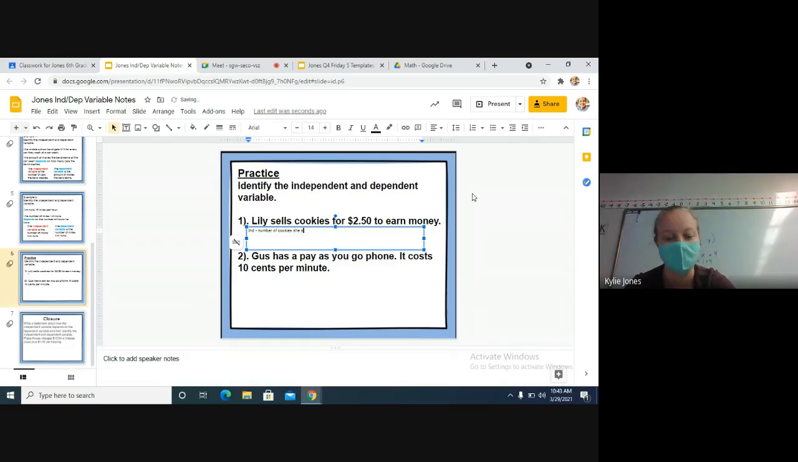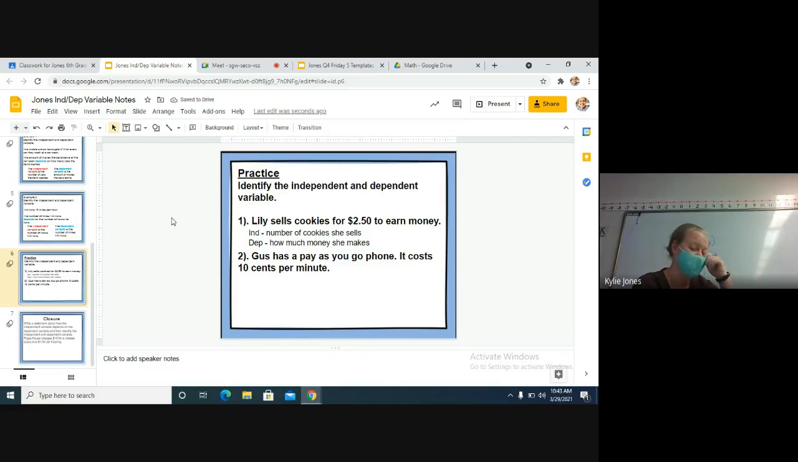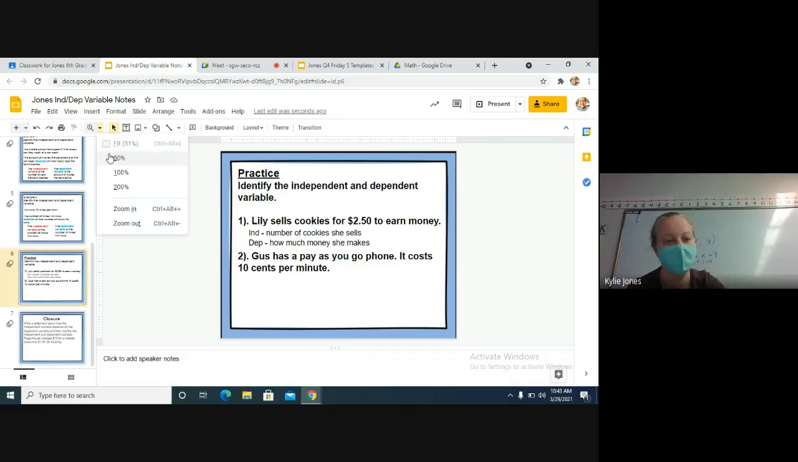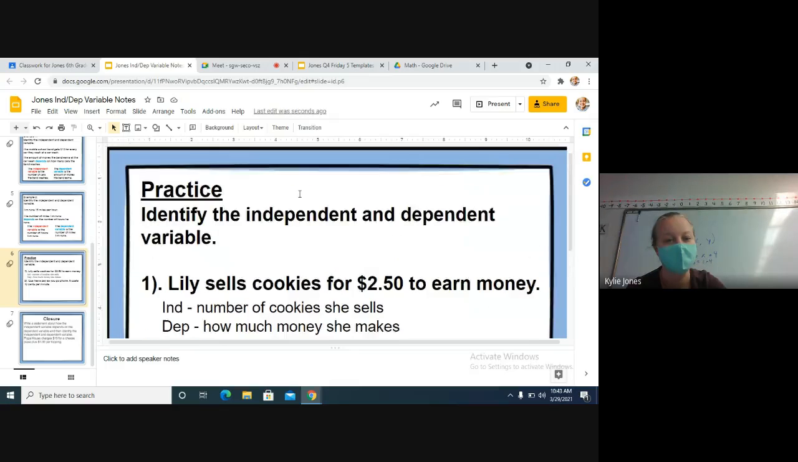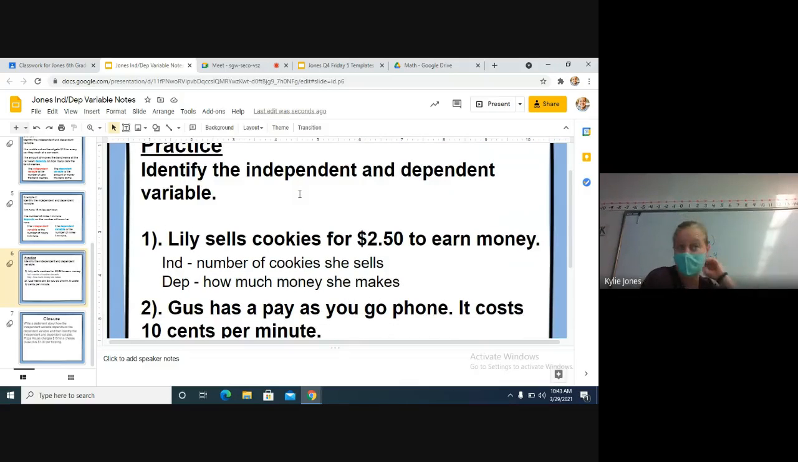I'll make this bigger in a second. So the number of cookies that she sells is the independent variable. And what is dependent on that? How much money she makes. Okay, and I'm going to make that much bigger because it's super small. I put IND for independent and then DEP for dependent. Let me zoom in a little bit too. I'm really zoomed out. Hang on. I'm at 100 just to make it big enough for you guys to see.